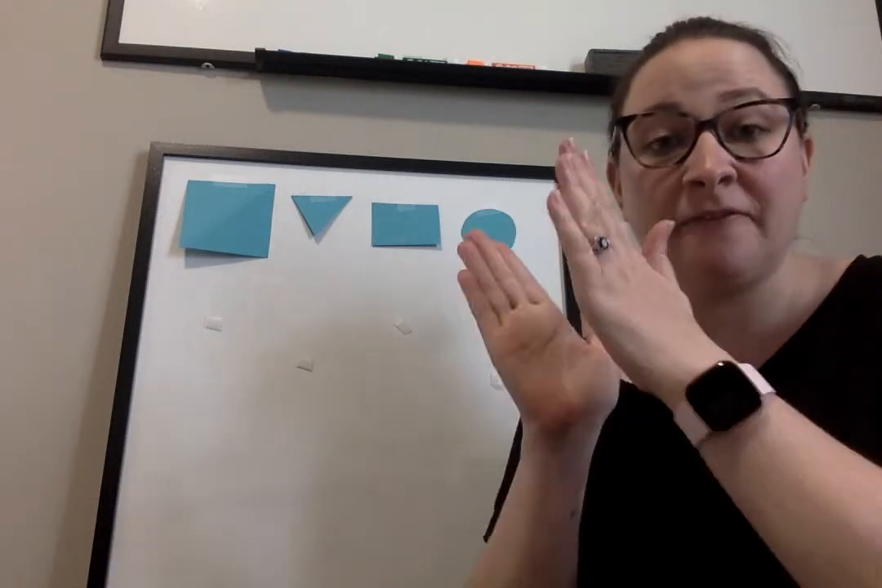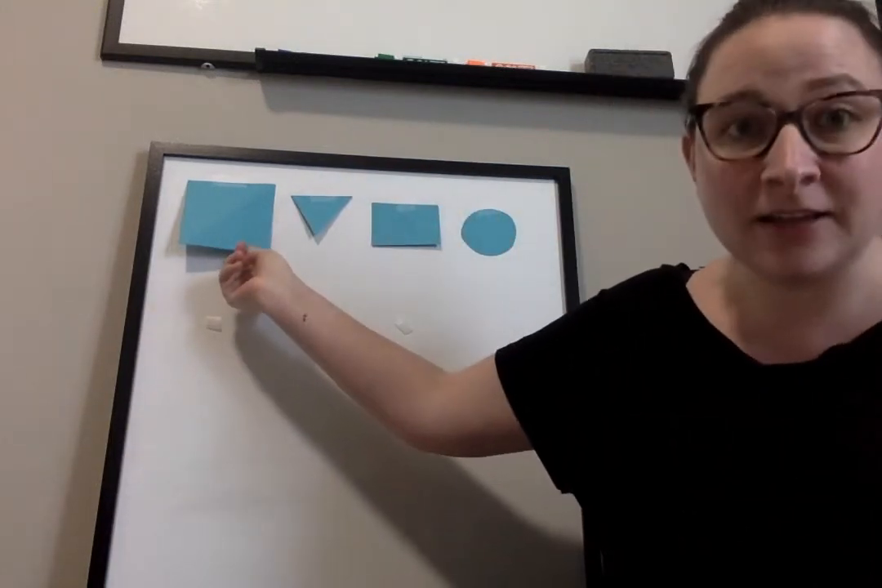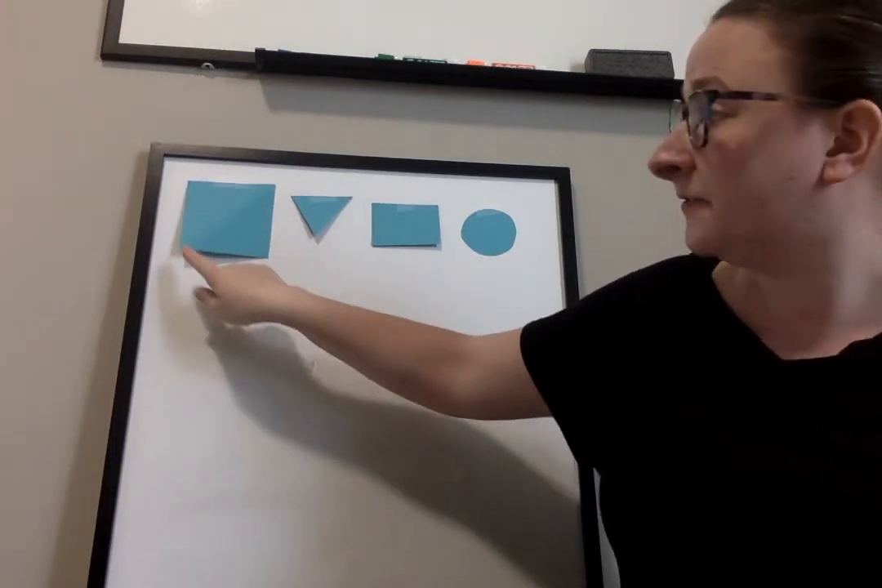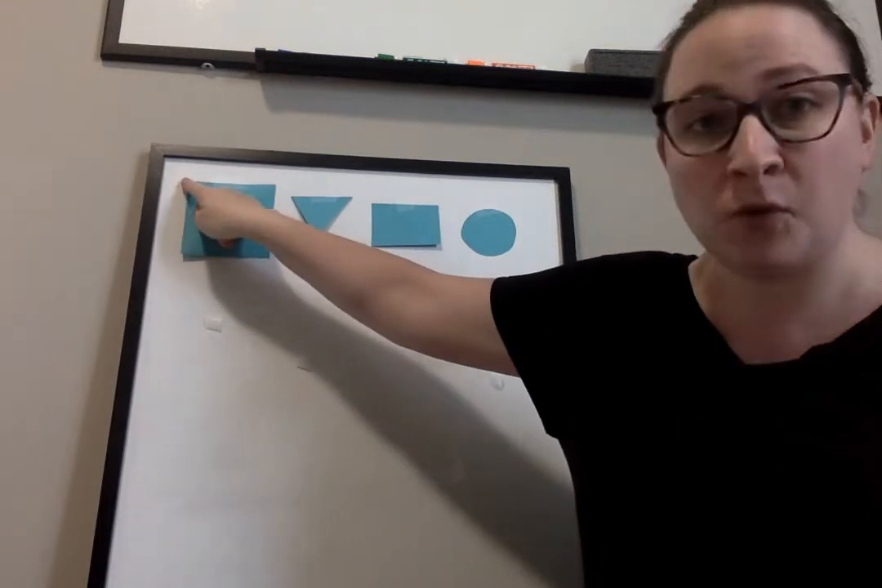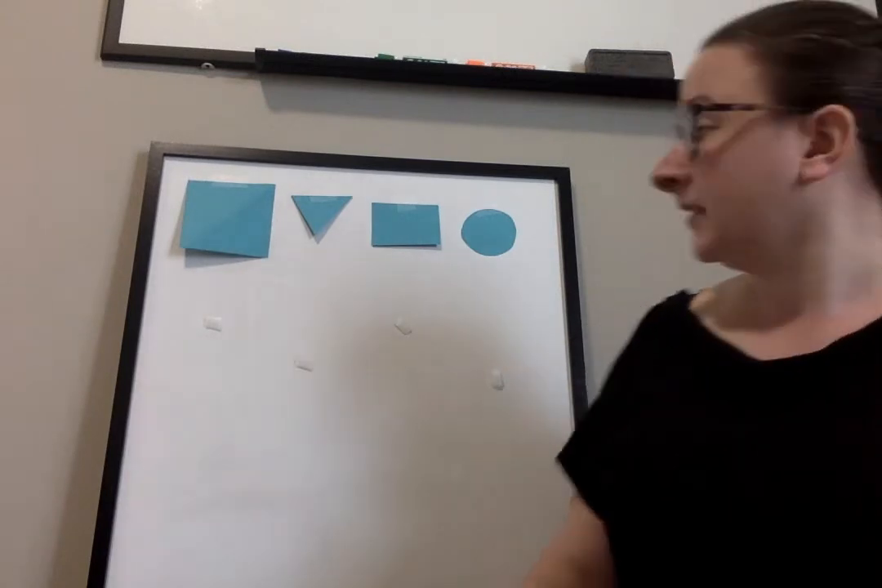These shapes are flat. That means you can fit them in between your hands like a pancake. Flat. So our first flat 2D shape is a square. A square has 4 corners, or 4 vertices, and 4 sides, and they are all the same size.